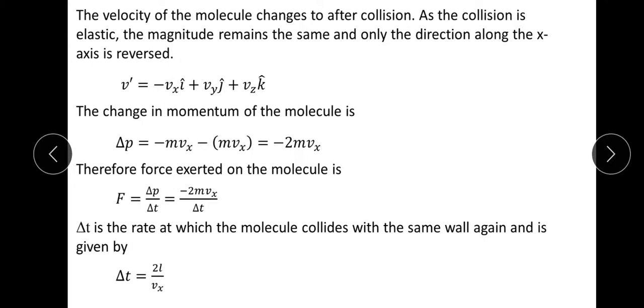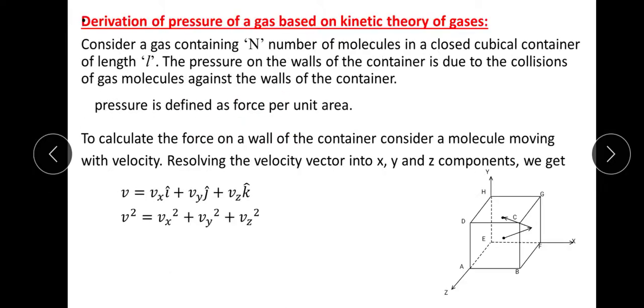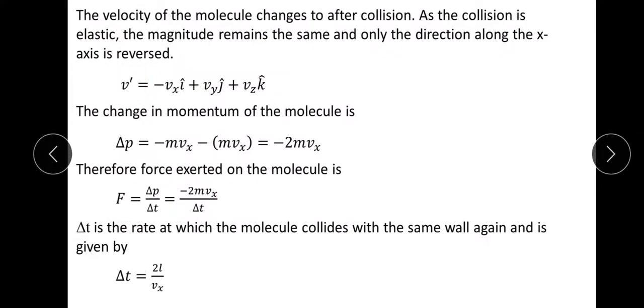Now, the magnitude remains the same, only the direction along the x-axis is reversed. Therefore, the velocity is now written as minus vx i cap + vy j cap + vz k cap. From this equation, we have vx i cap here. After the collision, it is reversing the direction. Therefore, the final velocity v dash becomes minus vx i cap + vy j cap + vz k cap. There is no change in the y and z components of the velocity.